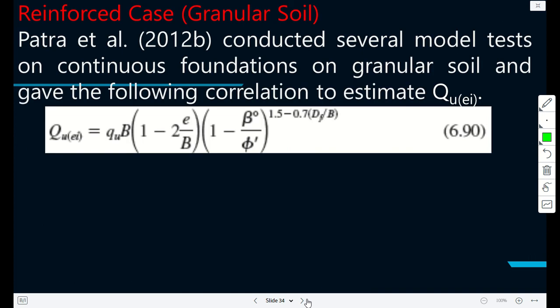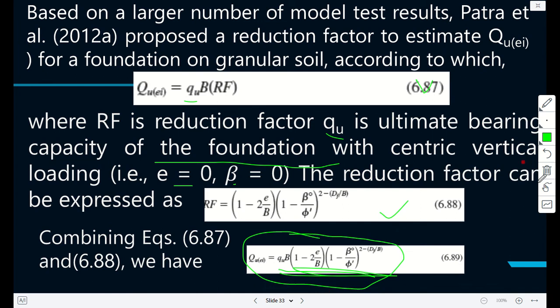For granular soil, the reinforced case, this is okay, but this is empirical. You should note that they are of the same manner, except the difference is in this.